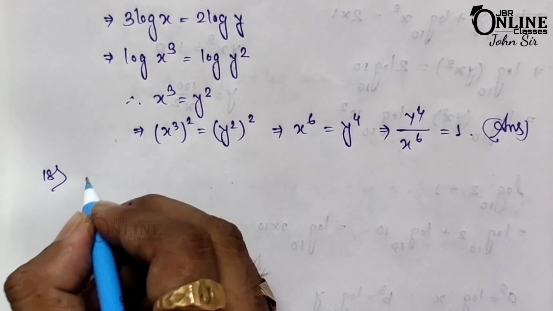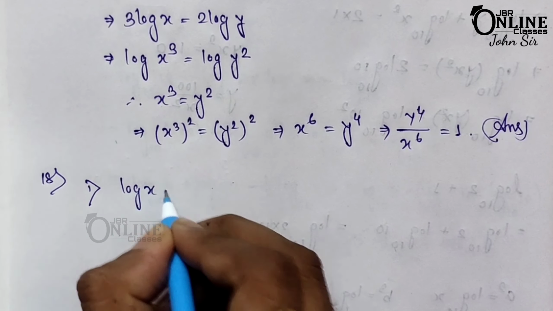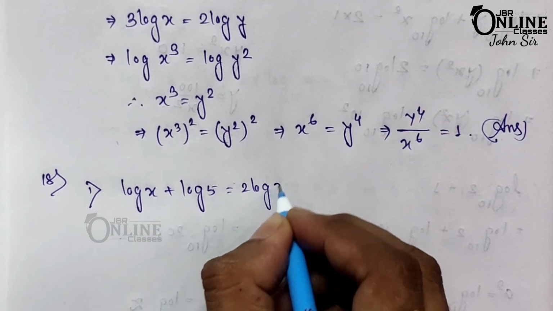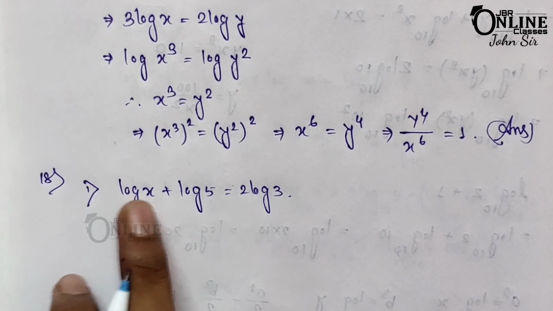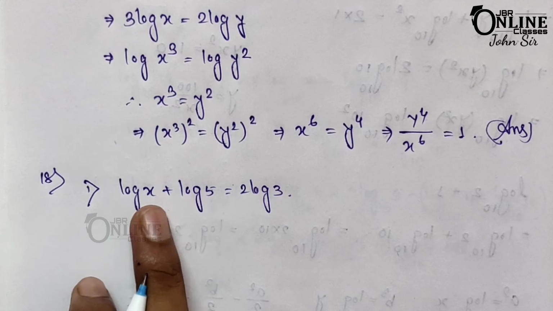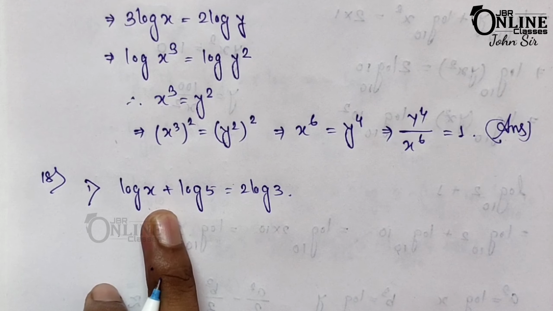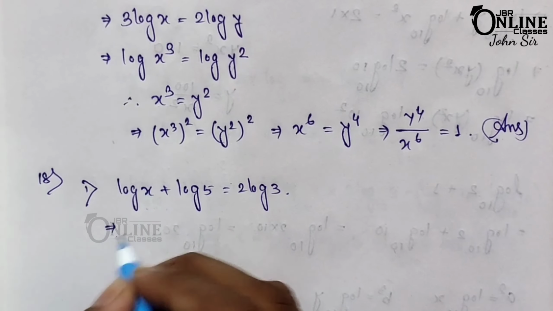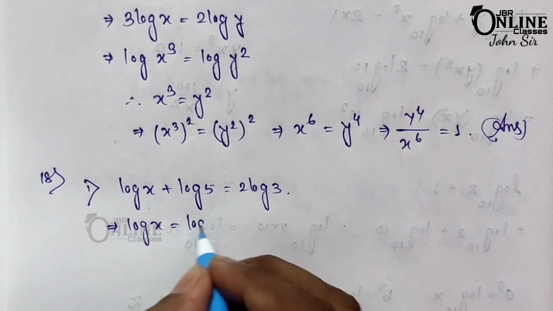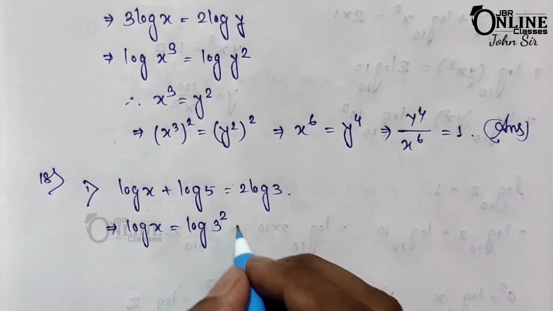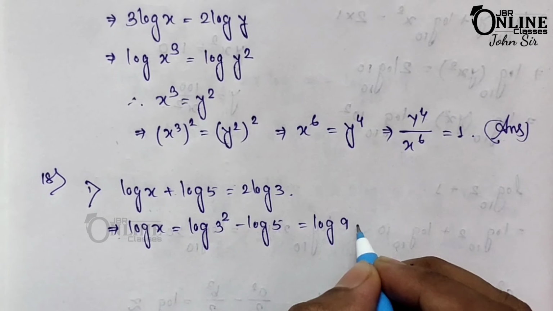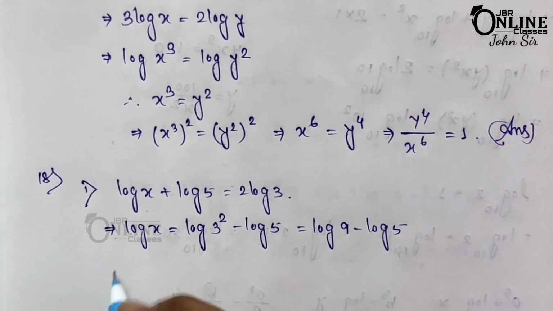Here the first problem 18.1, that is log x plus log 5, that equal to 2 log 3. Log x plus log 5, that equal to 2 log 3. You have to find out the value of x here. So here log x equal to, now 2 log 3. 2 log 3 means log 3 square, and that will be minus log 5. Log 3 square means log 9. Log 9 minus log 5.